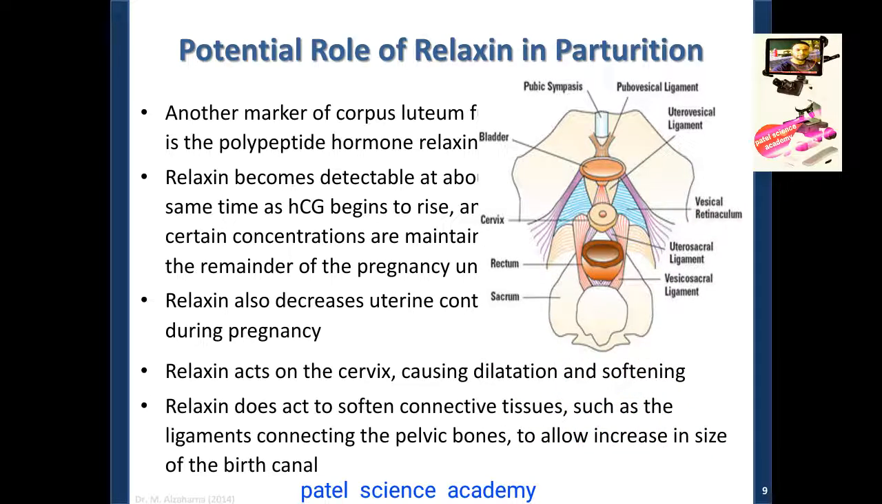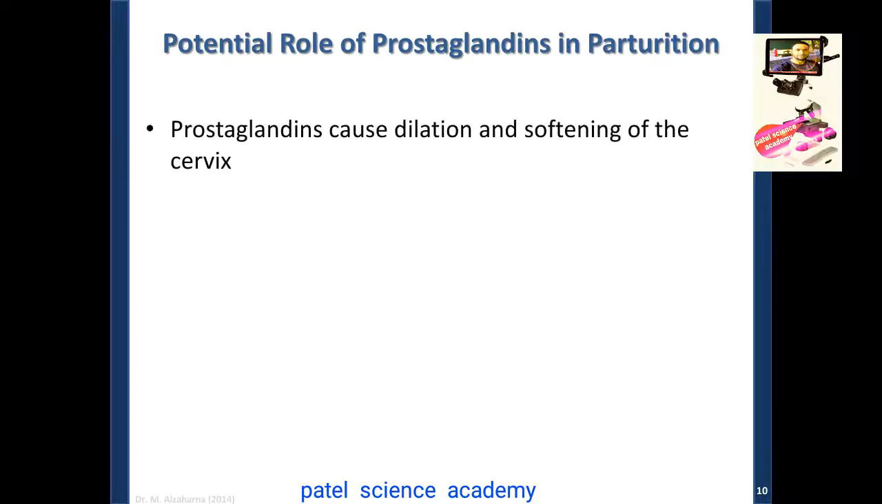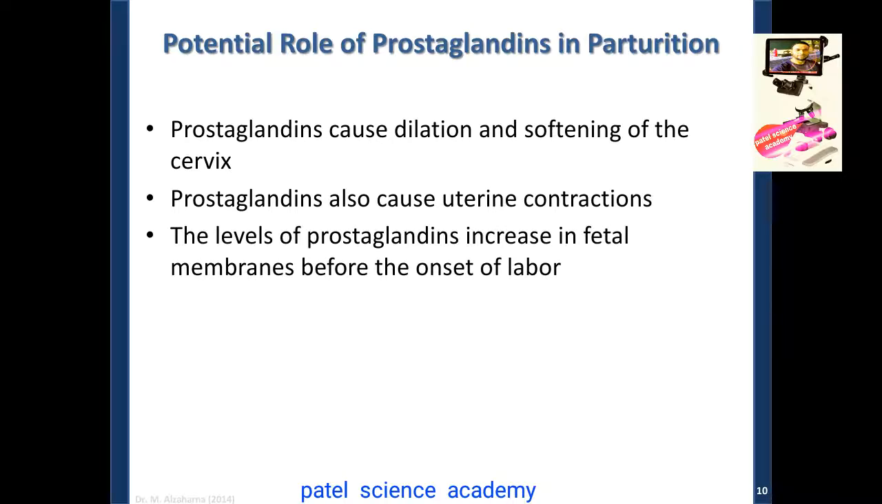So you can see here diagrammatically the role of relaxin in the process of parturition, that is the process of childbirth. Thereafter, the potential role of one more hormone, that is called prostaglandins, during the process of parturition. The prostaglandins cause dilation and softening of the cervix. It also causes uterine contraction. The levels of prostaglandin increase in the fetal membranes before the onset of labor.